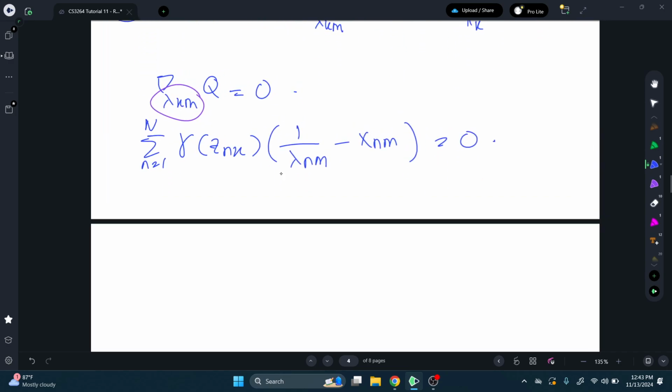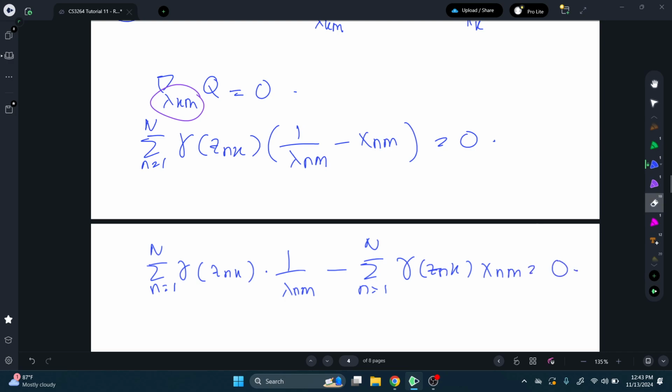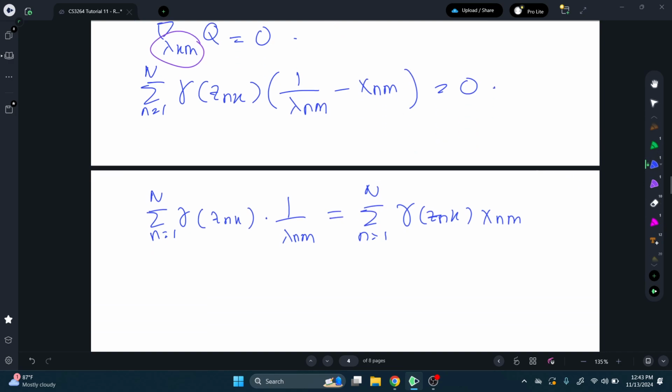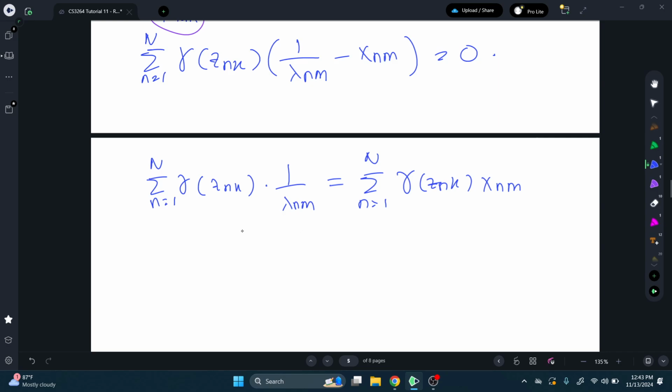Now once this happens, I'll just split out the sums. So now this will be the sum over n equals to 1 of delta znk times 1 over lambda nm, minus the sum over n equals to 1 of delta znk xnm is equal to 0. Here I can just move the xnm side to the right side. Hence I can just plug this 1 over lambda outside, the sum from n equals to 1 up to capital N of delta znk is equal to this whole summation.